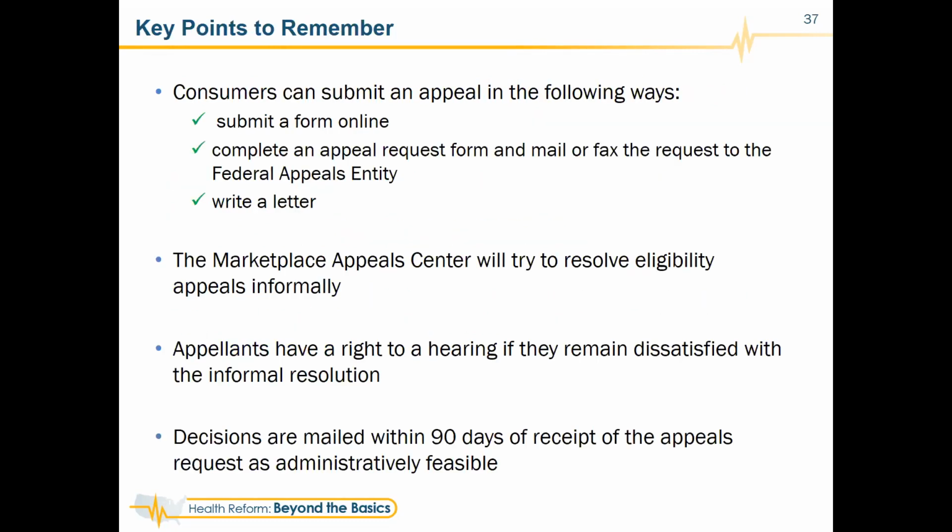So a couple of final points to remember. Consumers can submit an appeal online. They can fill out a form and mail it or fax it, or they can just write a letter explaining their situation. The first stage is going to be an informal telephone call trying to resolve the issues. If the consumer is unhappy with that informal stage, they can request a formal hearing, and then decisions are mailed within 90 days after that final second stage hearing, or as soon as administratively feasible after that.